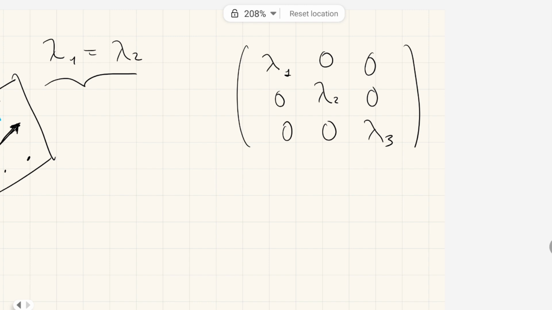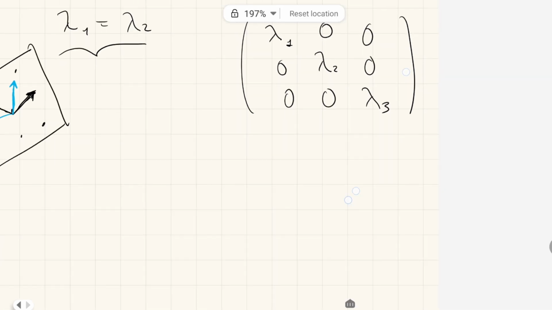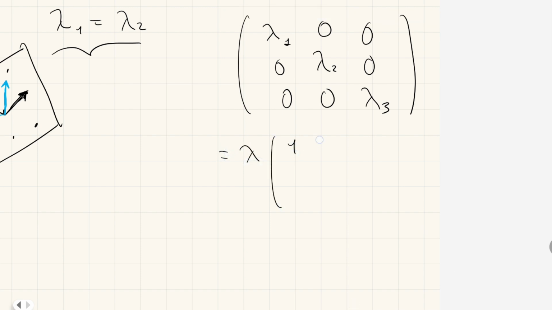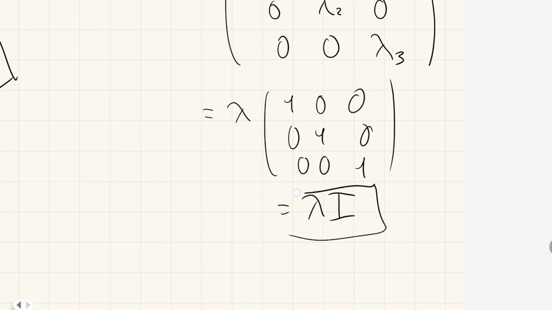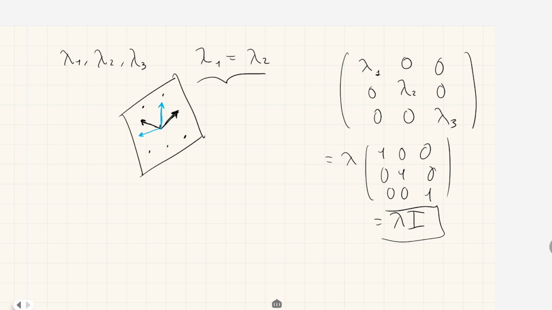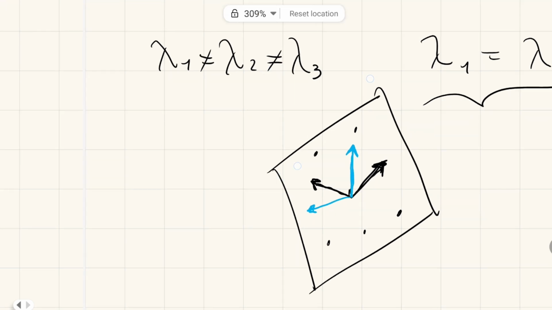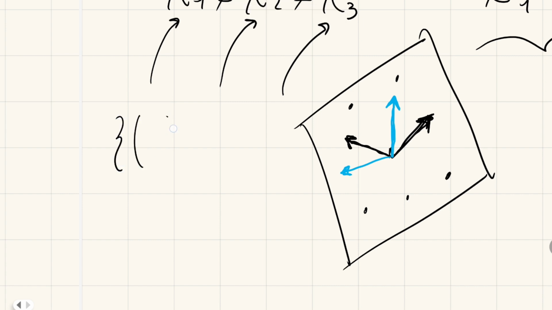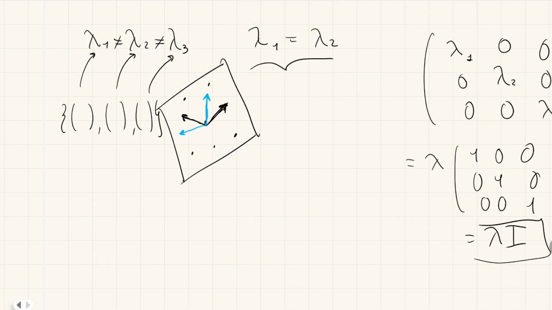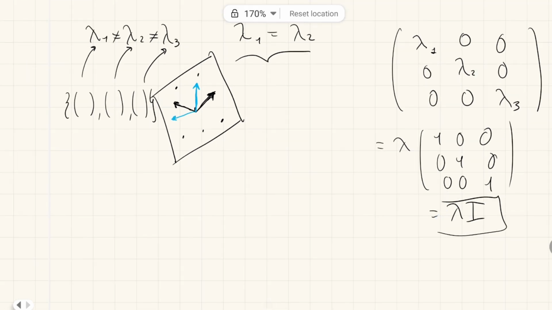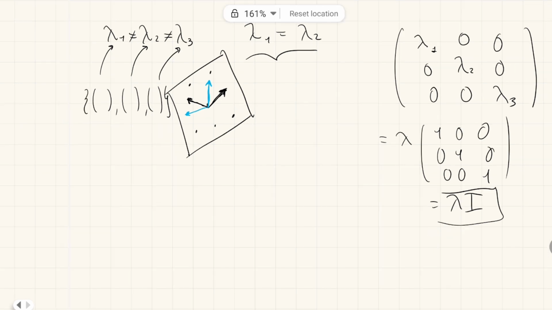But if we examine the case when these three eigenvalues are equal, we can just rewrite this as lambda equals 1, 0, 0, 0, 1, 0, 0, 0, 1, which is of course the identity matrix. Okay, so this is the case when the eigenvalues are all equal. And of course, if these three eigenvalues are different, the corresponding eigenvectors are going to form an orthonormal basis. Okay, perfect. But actually in the three cases, we see that the sets of eigenvectors always form an orthonormal basis. And recall that these are eigenvectors of the matrix I.